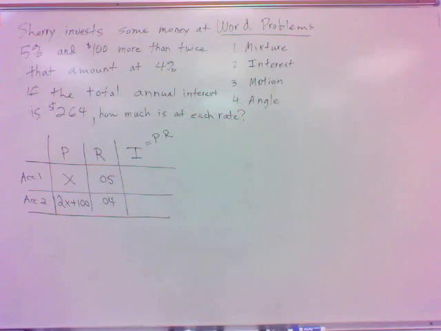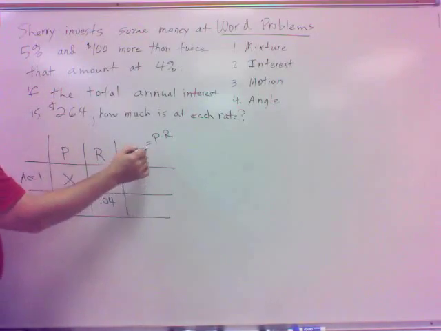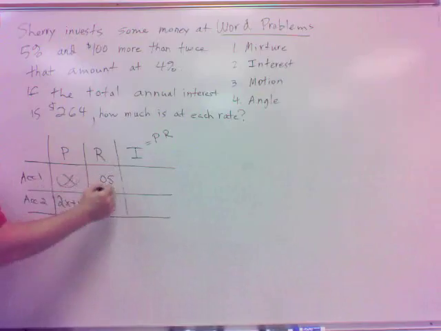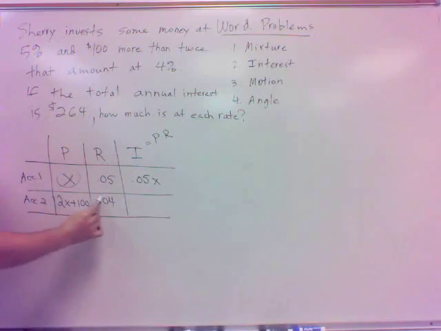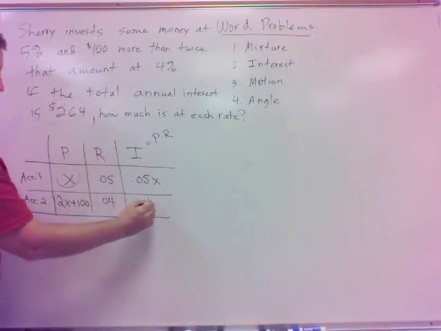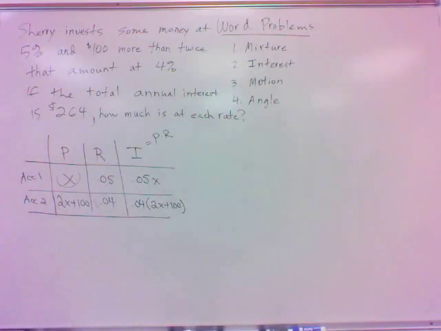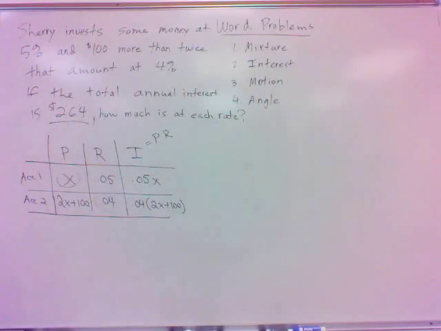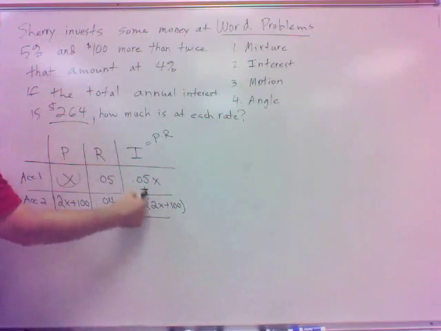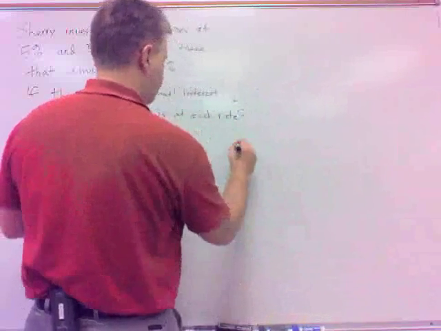So for the third column over there, I'll do the interest, the principal times the rate. I take x times 0.05, so let's write that 0.05x. Account 2, I take the principal times the rate, so that's 0.04 times 2x plus 100. Then I can use that. I know that the total interest, if I add the two interests together, is 264. So if I take these two interests and add them together, I should get 264, right?